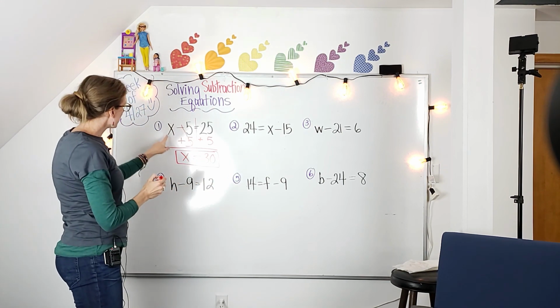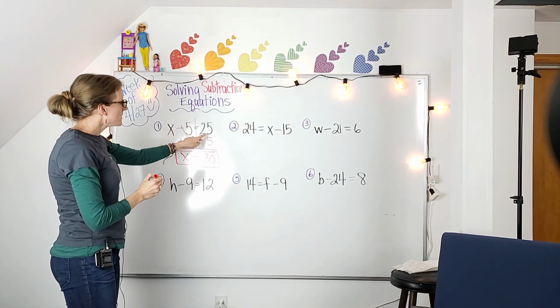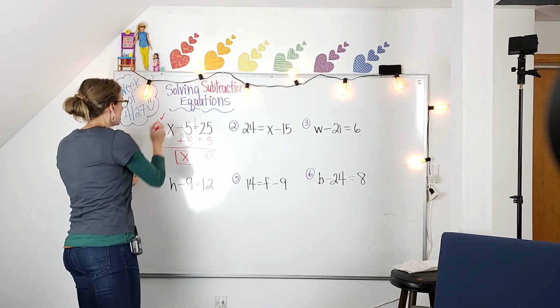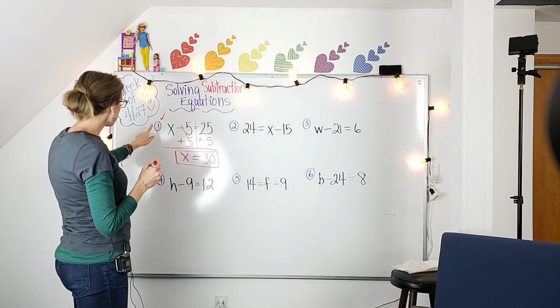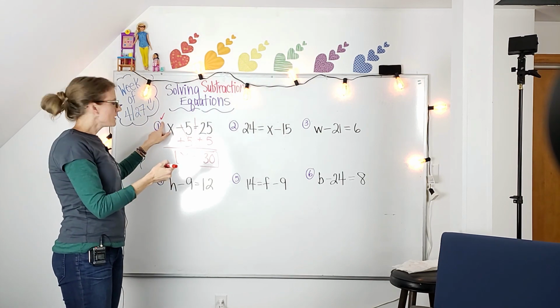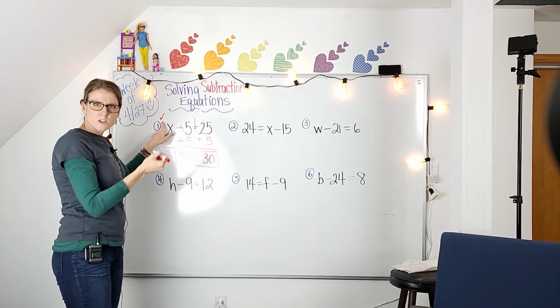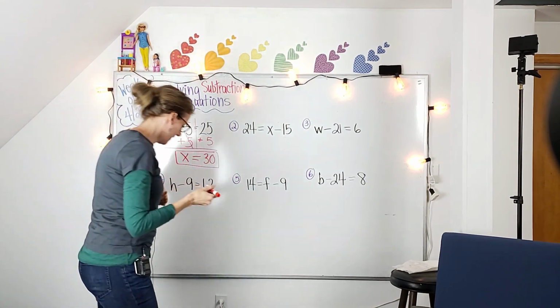And sure enough, if we plug that in, 30 minus 5 is 25, so it does check. You should, in your head, I would love to see, if you're doing this by hand, that little check that you did in your head, okay?